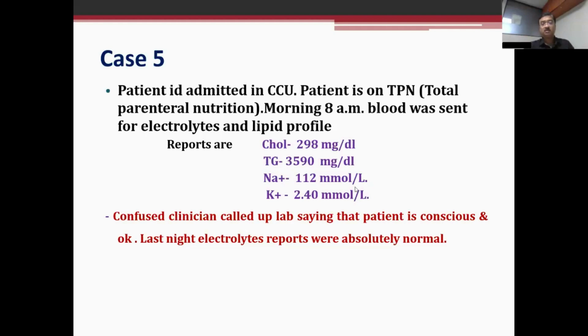But the lipid profile is coming like this. Cholesterol 298, TG 3590, sodium 112, potassium 2.4. Now the consultant was confused and called me up saying that last night electrolyte reports were absolutely normal. How can this happen? Then the morning results are so weird. There is a drop of about 10 or 15. Last day it was 137.